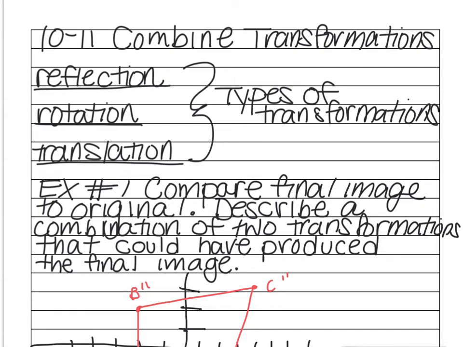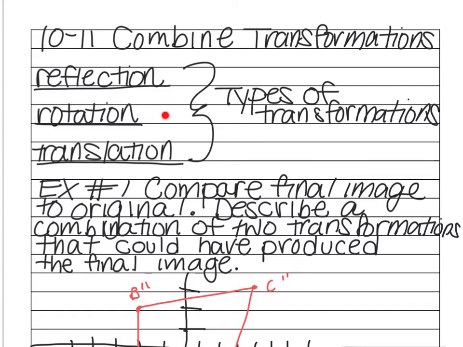Today we are doing 1011 combined transformations. So I just want to remind you of the three different types of transformations that we've seen so far. We have a reflection where we reflected over the x or the y axis, or sometimes over the line y equals x. We have a rotation where we rotated it 180 degrees, 90 degrees, or 270 degrees at the origin. And we had a translation where we moved up or down or to the left or right, and it was the same size. We didn't dilate it or anything, we just moved it over.